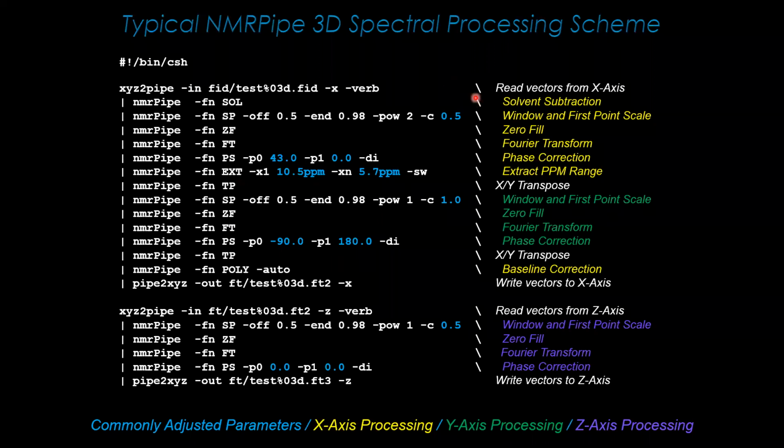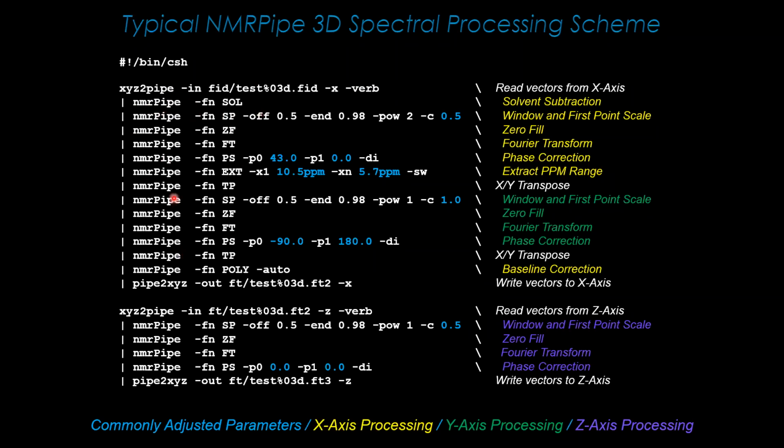This little backslash at the end of a line means the command is continued on the next line. And this little vertical bar character is the Unix pipeline character. It means the output of one line is sent automatically as the input to the next line.